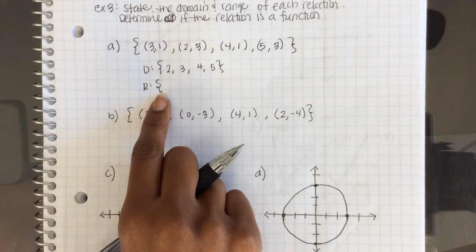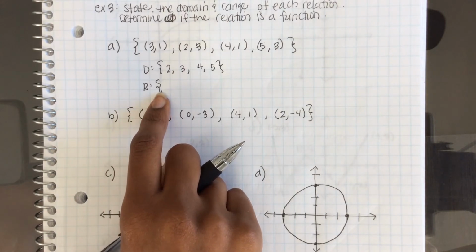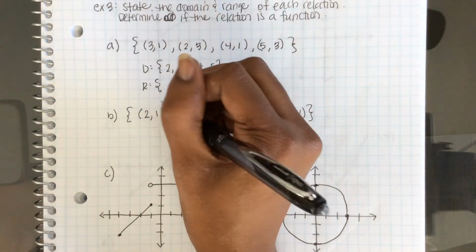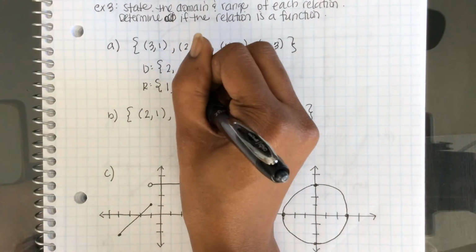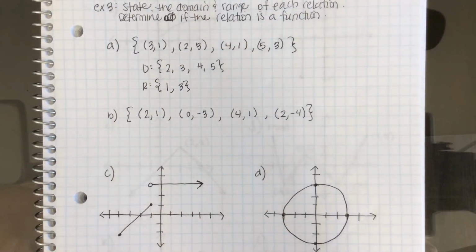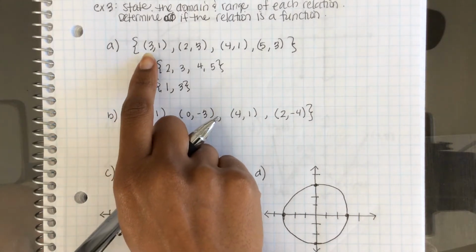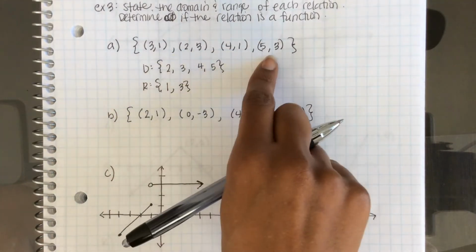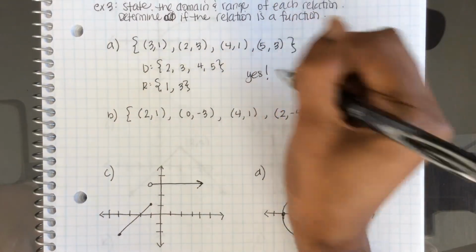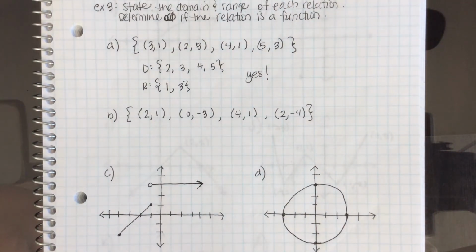For my range, that's supposed to be in braces. I'm really bad at drawing these. My possible y values from least to greatest are 1 and 3. So now if it's a function, that means each x value only goes to one y value, or your x values are not repeated. So 3, 2, 4, 5, no x values are repeated. Yes, it is a function.